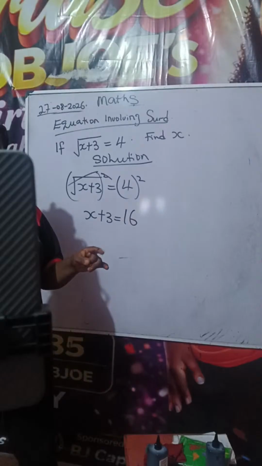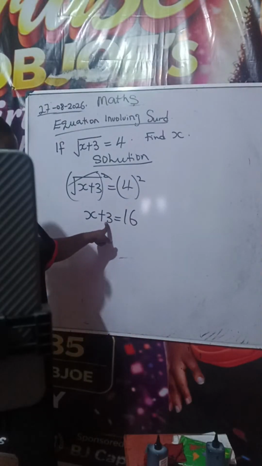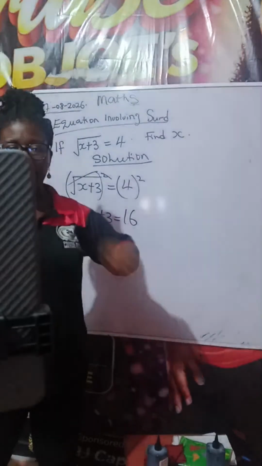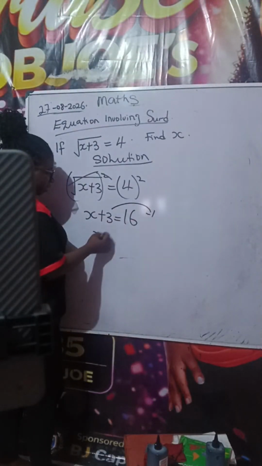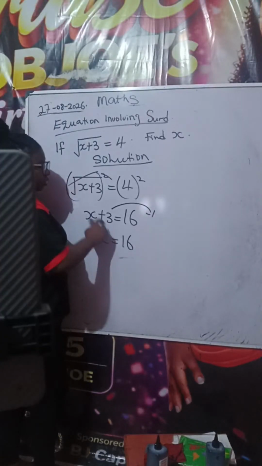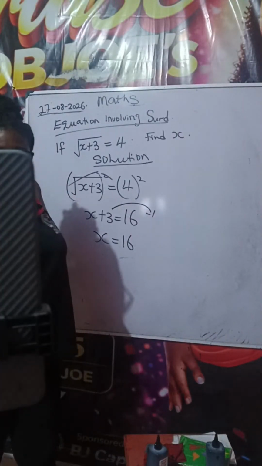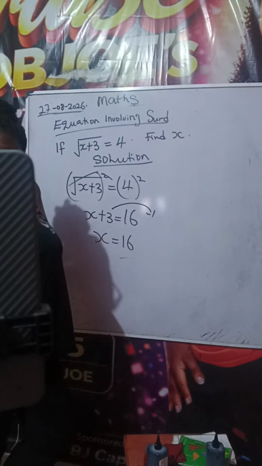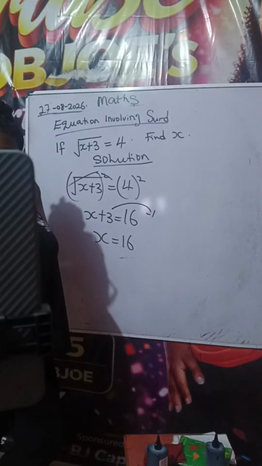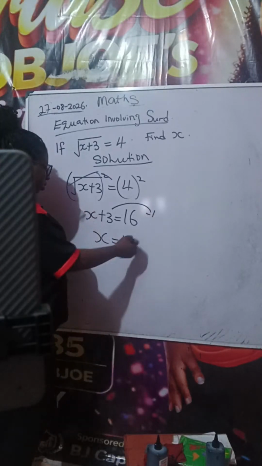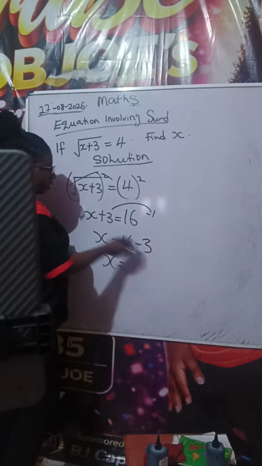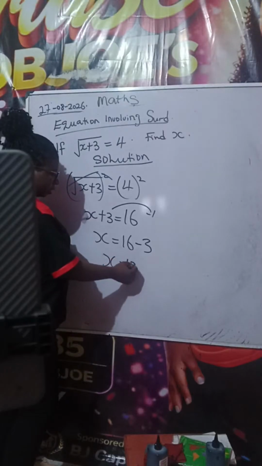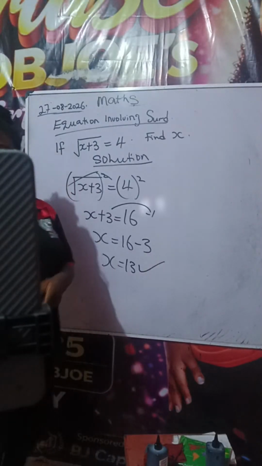Next, I will remove this 3 from here. And how will I remove it? Exactly. So move this to this side. So we have x equals 16. If the 3 moves to the right, will it be plus or minus? Thank you very much. When you take it to the right, we get minus 3. So x equals 16 minus 3, and that will give you 13. Exactly. So that is the answer.